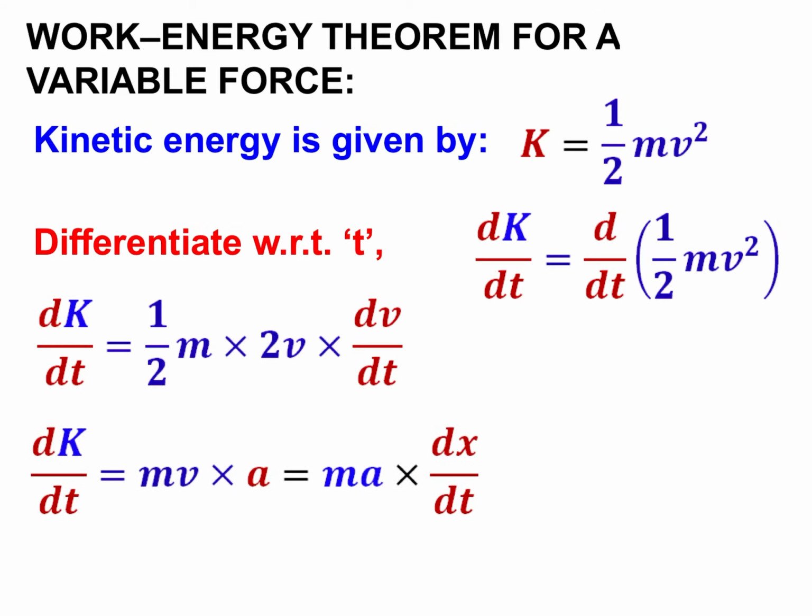So dK upon dt is equal to mv into dv upon dt, which is a, the acceleration. So mv into a. And now combine m and a. We have written ma into v, and we know that the formula of velocity v is equal to dx upon dt. So we will get dK upon dt is equal to ma into dx upon dt. Put the value of ma is equal to F, and dt and dt will be cancelled out. So we will get dK is equal to F into dx.